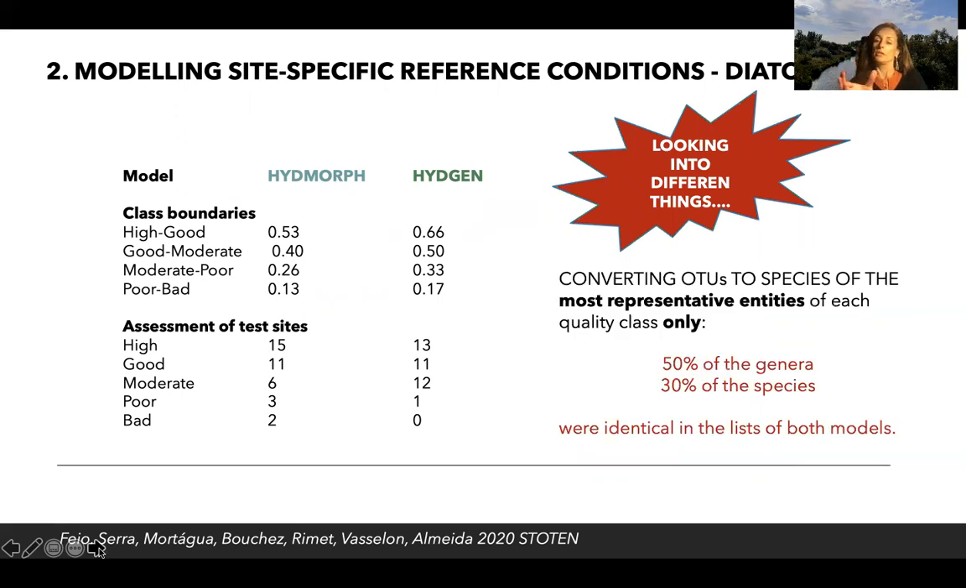When we convert the OTUs into species, we could see that looking just at the most representative entities in all classes, 50% of the genera were different and 30% of the species were different. So when we convert OTUs to species, we are not looking into the same lists.